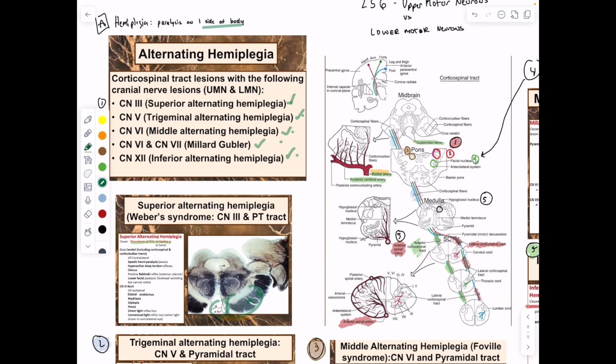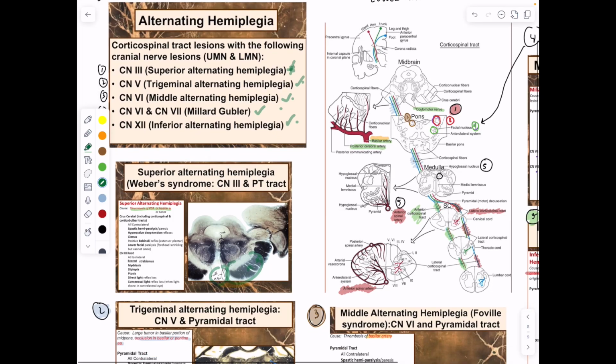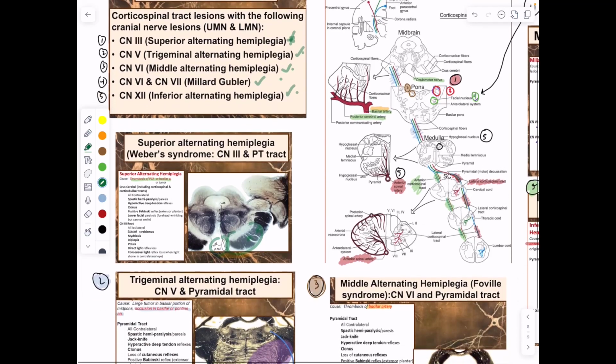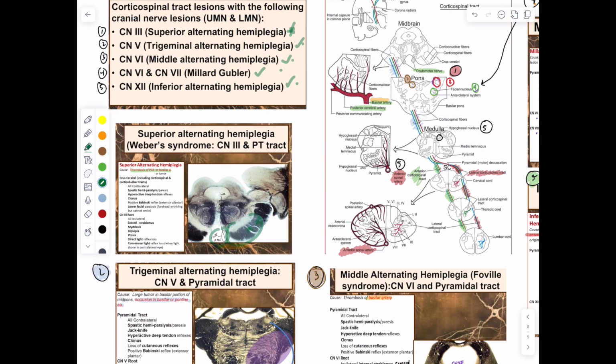The first is cranial nerve 3. The nice thing is they get kind of labeled based on top to bottom. So cranial nerve 3 being the most rostral of these is the superior alternating hemiplegia. Hemiplegia is paralysis on one side of the body. So superior alternating hemiplegia, also called Weber syndrome, is when you have a lesion here, right? So here we're in the midbrain. We have cranial nerve 3 right here. It's sending its axons down, and for lesions right here, it's going to get our axons of 3, and it's going to get our corticobulbar, which is right here.